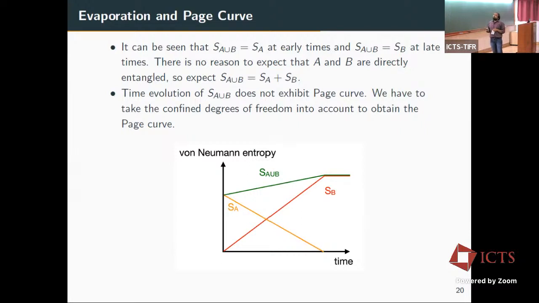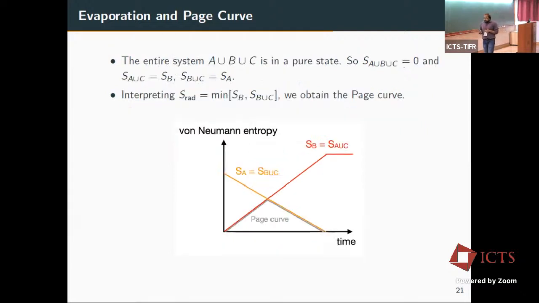Now, if we plot the time evolution of SAB, the black hole plus radiation system combined, then we see that it will not exhibit the Page curve. So what do we do to get the Page curve back? To do that, we need to take into account the degrees of freedom associated with the confined sector, which is the D0 brane sitting at the origin.